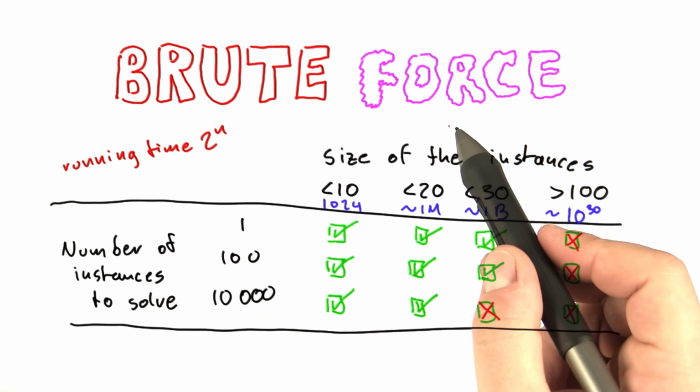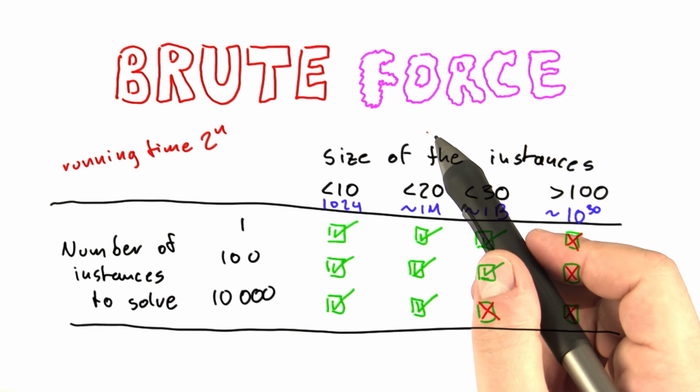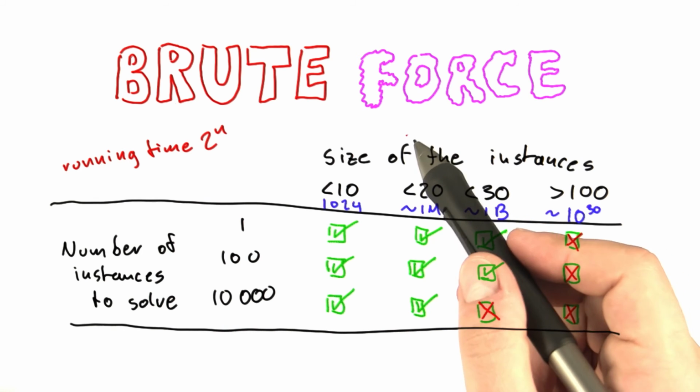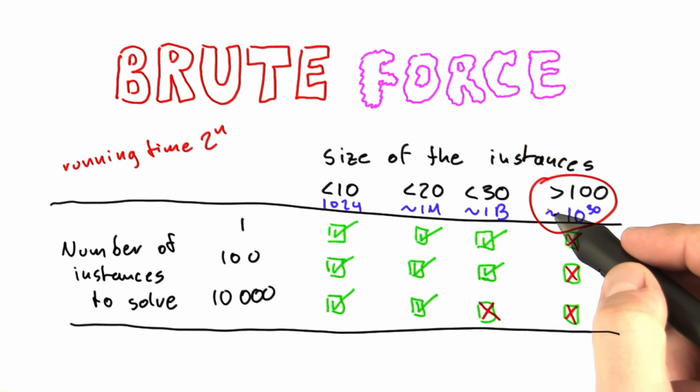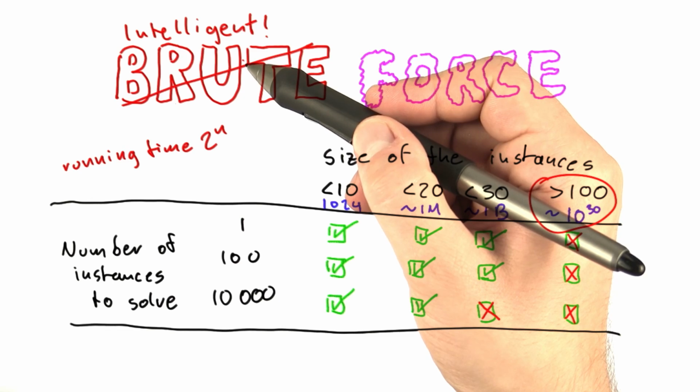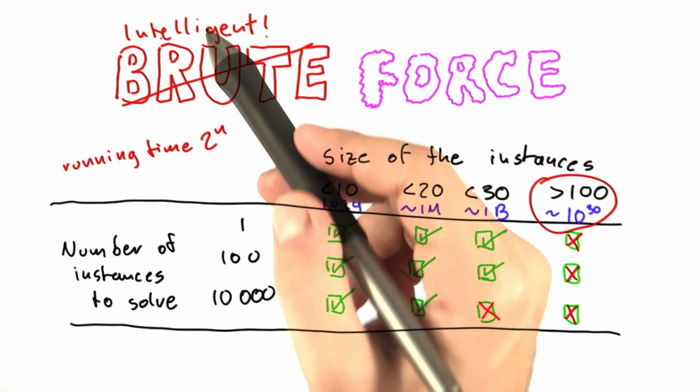So again, brute force can work if the instances are small or maybe even moderate, but this approach is bound to fail at some point. And that's when to apply intelligence instead of brute force, using intelligent force.